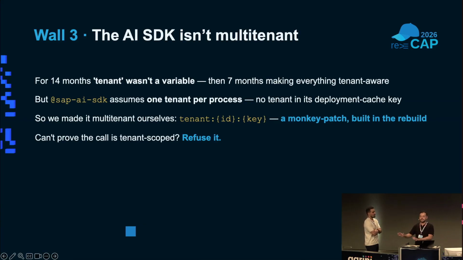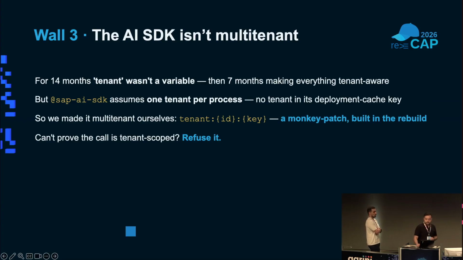So what we did again, we pinned the version so that it hasn't nested the SAP API, and we also hardened the patch. So each request that is not patched is refused. So that's what we did. We refuse the AI call rather than serve it with a broken isolation.